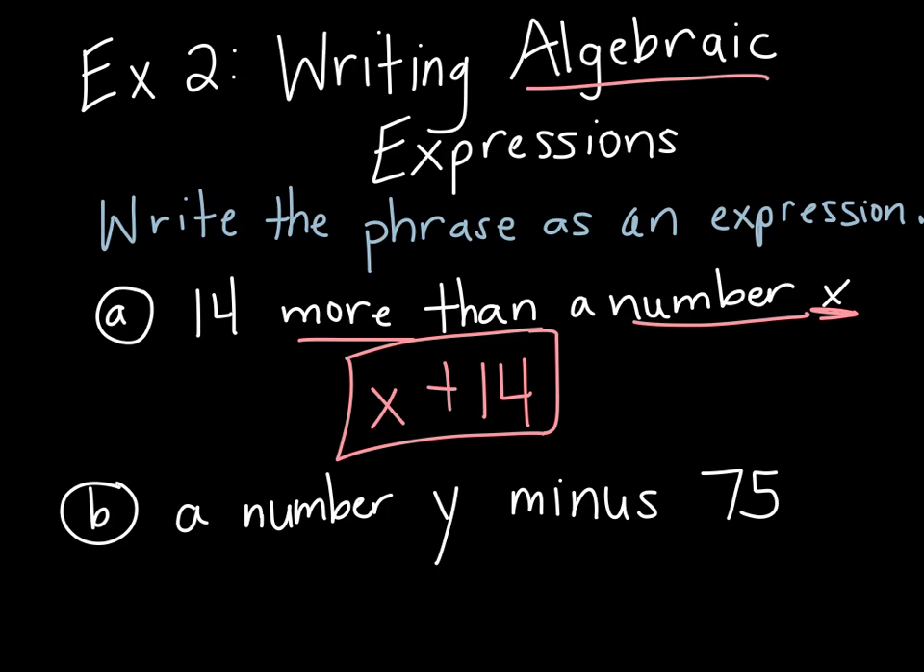For letter B, it says a number y minus 75, and again, order matters in this case, so it says a number y, which means we're actually starting with that one, because then it says to minus 75, so we would put it in that order, and our algebraic expression would be y minus 75.